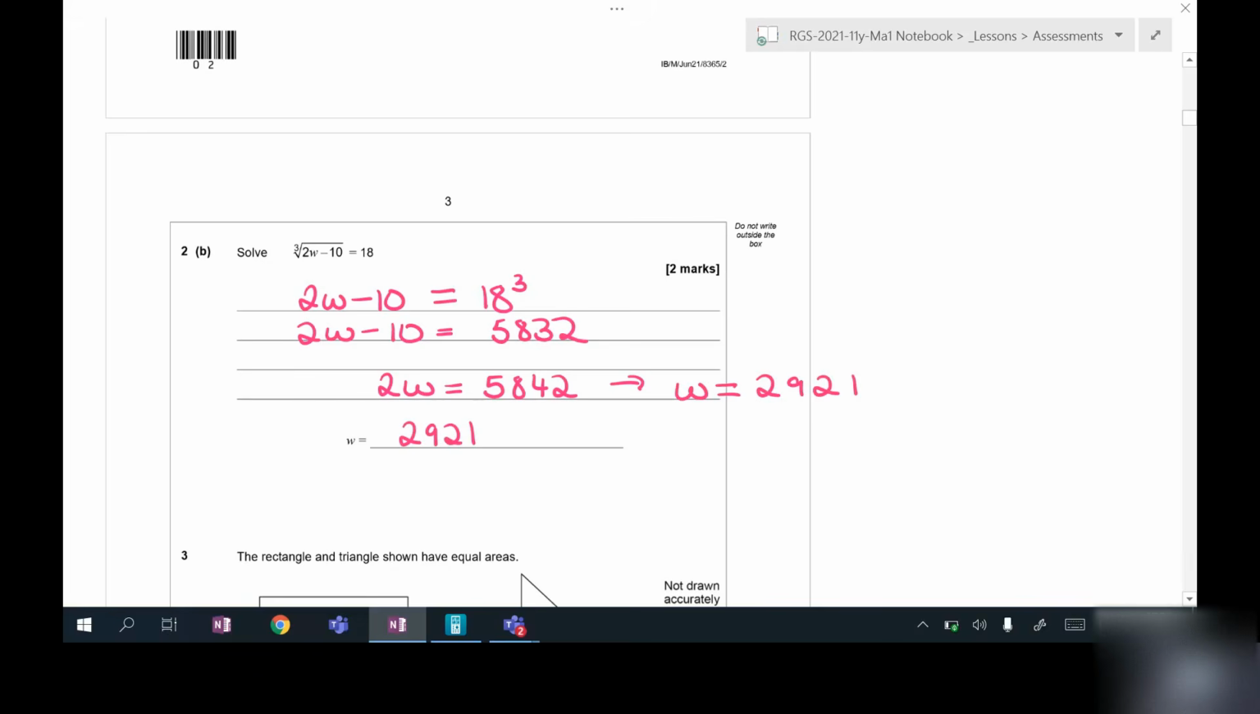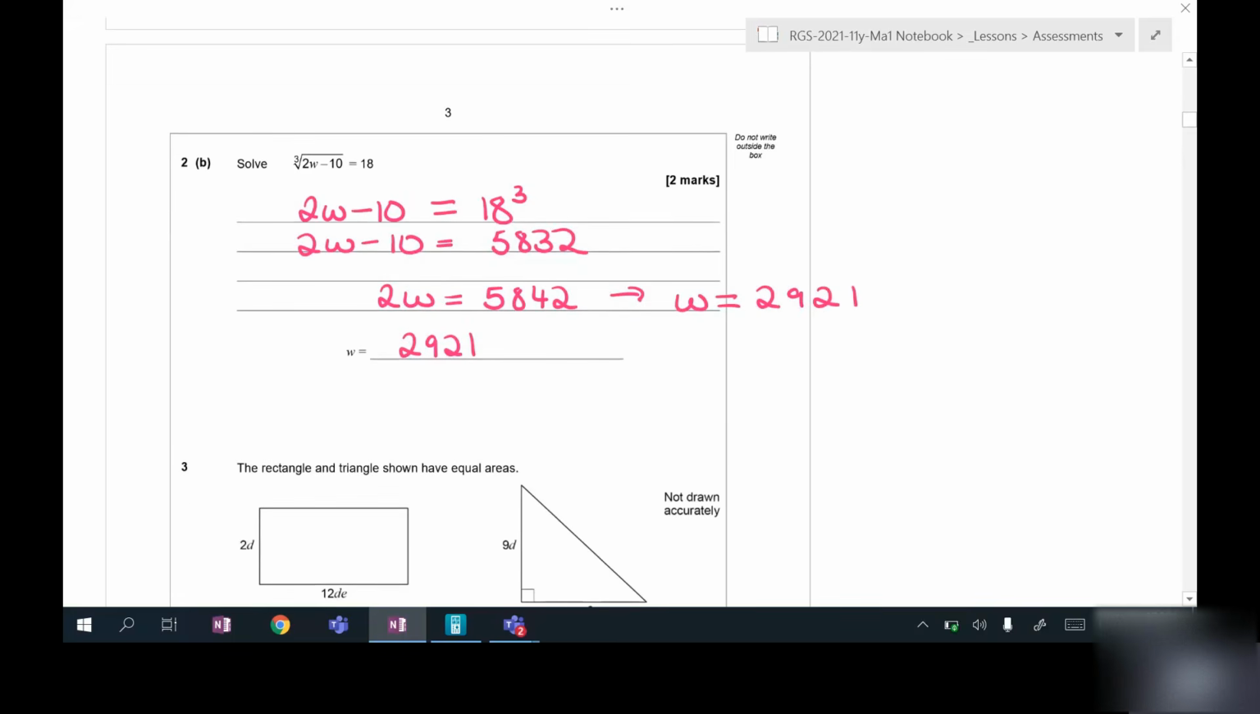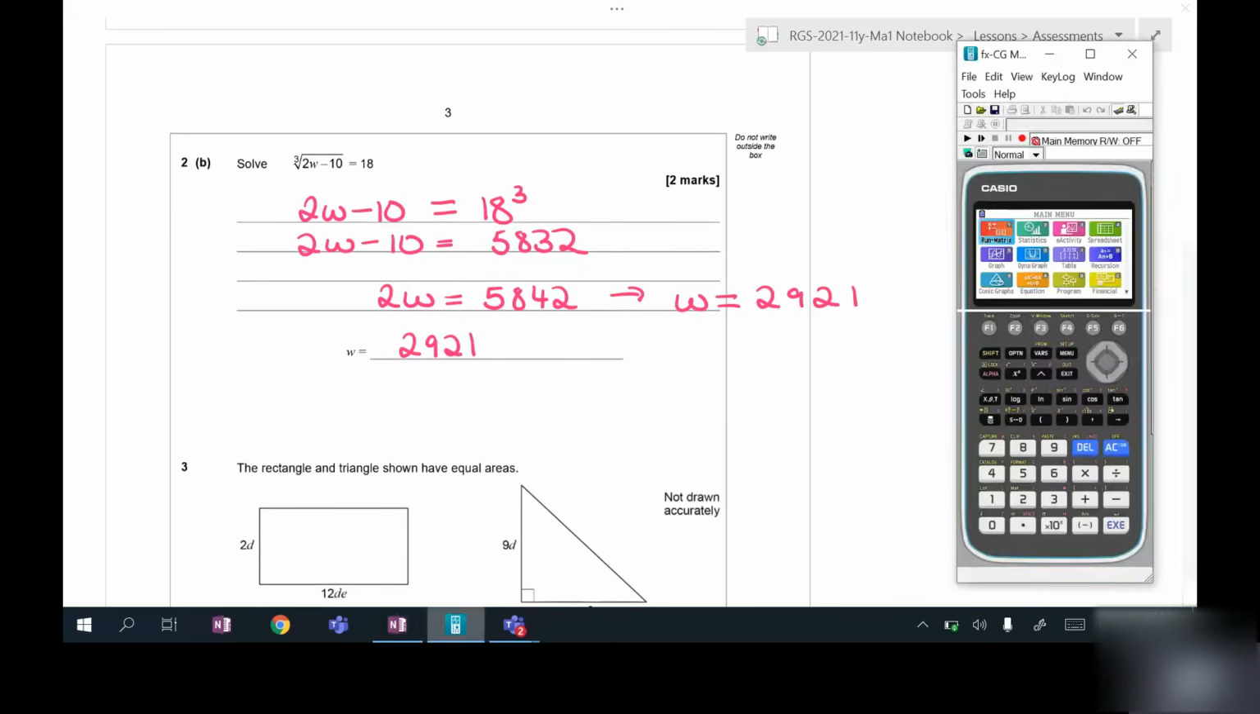it's obviously quite a good idea to check your answer, so you can substitute that back into the equation. If I sub that back in, you should end up with 18. So a good way of checking. If you have got a GDC, remember you can go to equation solver and just type that equation in.